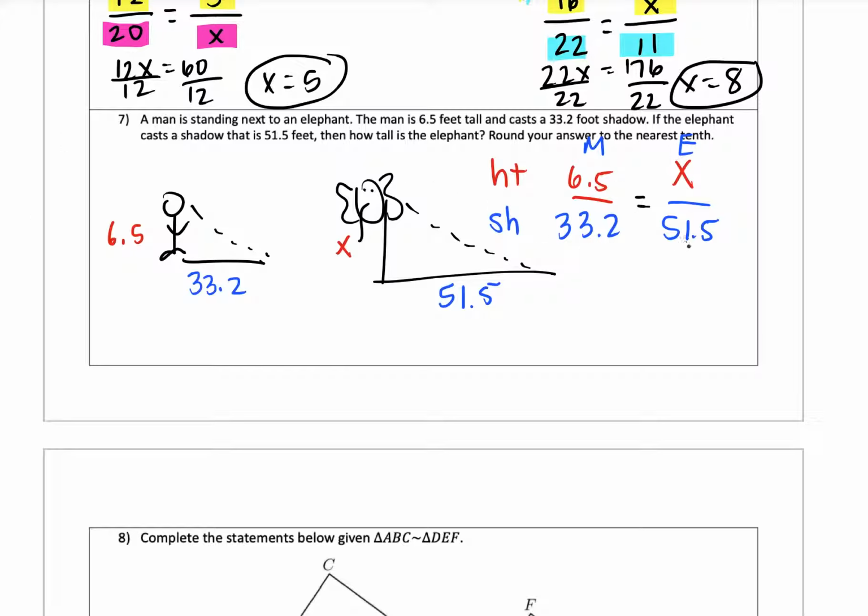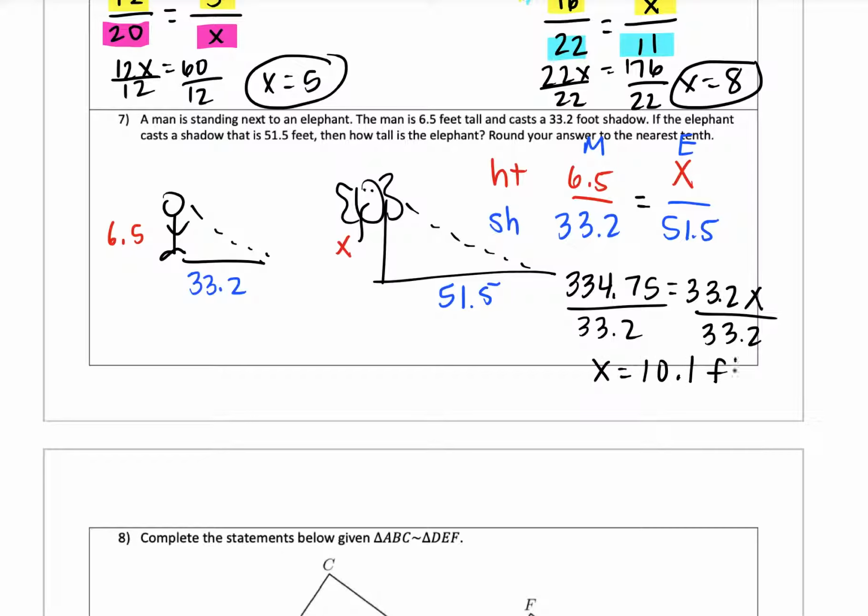So 6.5 times 51.5 gets us 334 and 75 hundredths equals 33 and 2/10 x. Divide both sides by 33 and 2/10 to get that x equals 10.1 feet.